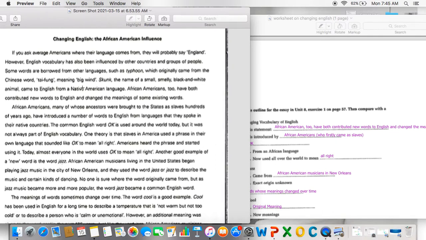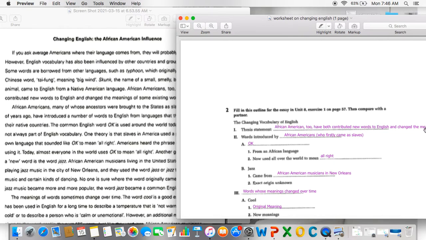Some words are borrowed from other languages, such as typhoon, which originally comes from the Chinese word typhoon, meaning big wind. Skunk, the name of a smelly black and white animal, comes to English from a Native American language, okay? And this one is the last one: African Americans, too, have both contributed new words to English and changed the meaning of some existing words. Jadi, teman-teman African American itu punya kontribusi untuk membuat kosakata baru dalam bahasa Inggris atau merubah arti kata yang udah ada gitu. Nah, so which one is more open for discussion? Okay, it is the last one. So we put here thesis statement, African Americans too, and etc.